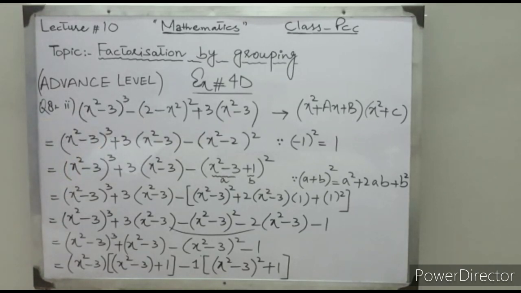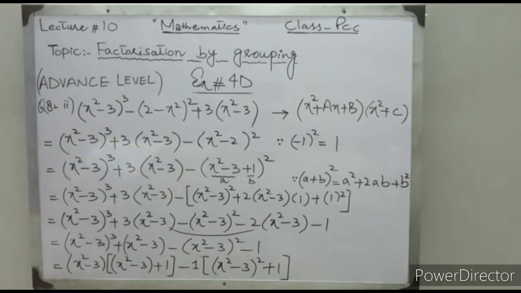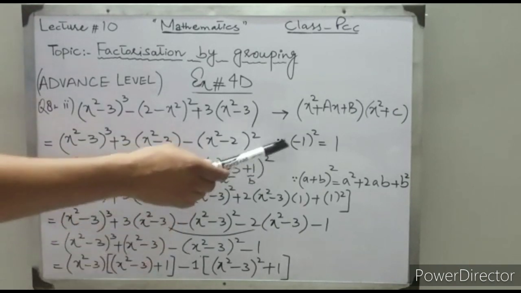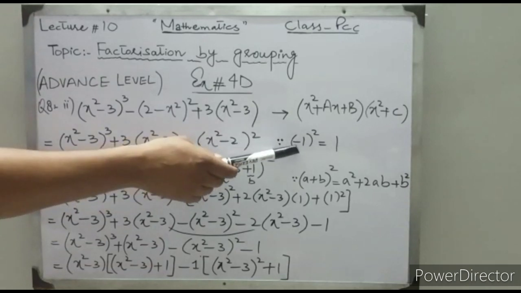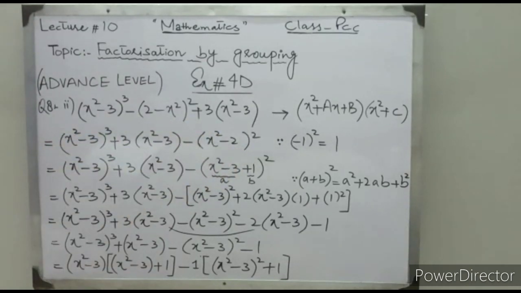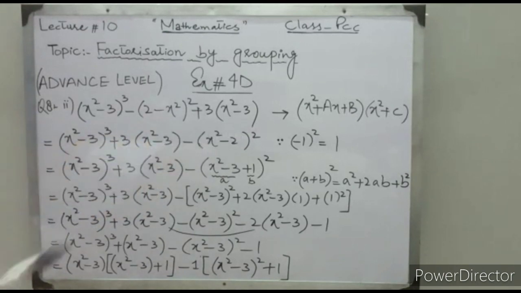First of all, take minus common in this expression, but there is a square sign on this expression. So (−1)², if we take minus 1 common, there will be a square on the top. So (−1)² will be positive 1. There will be no effect on that. So it will be (x² − 2)².